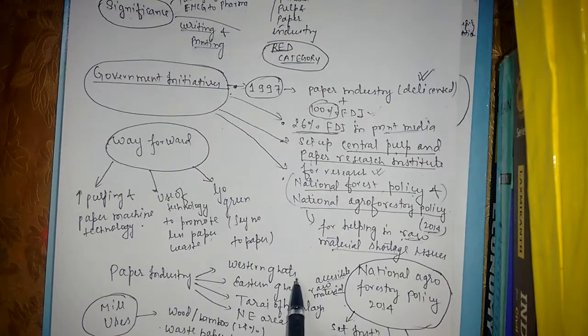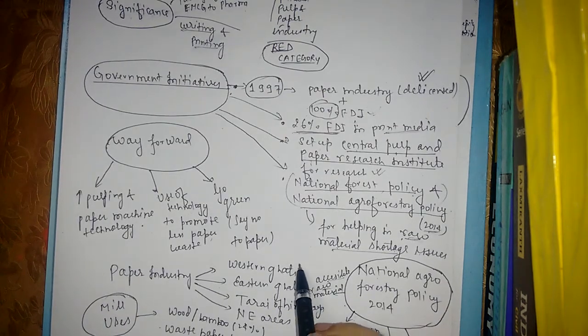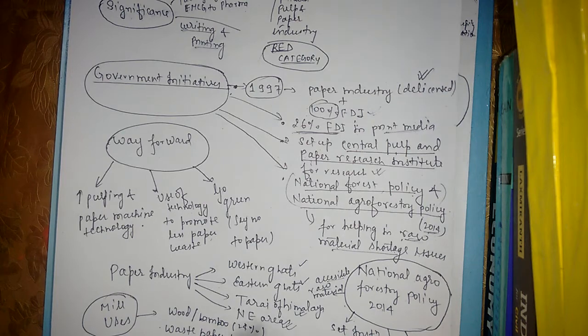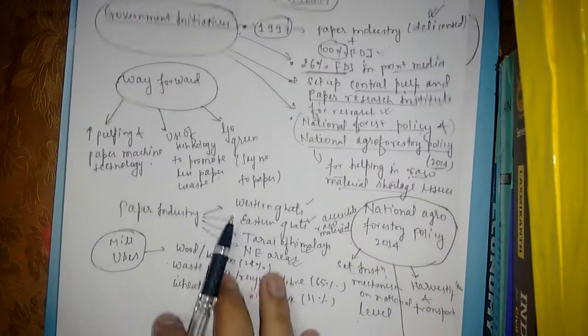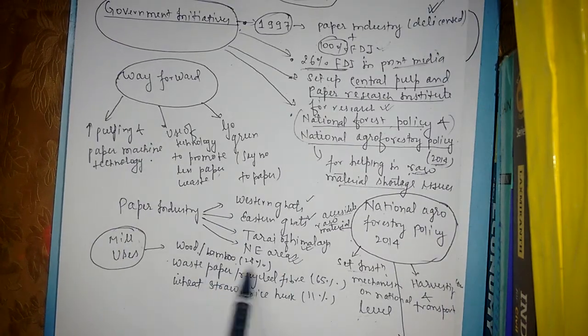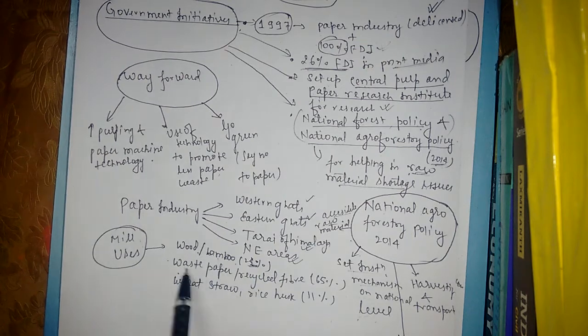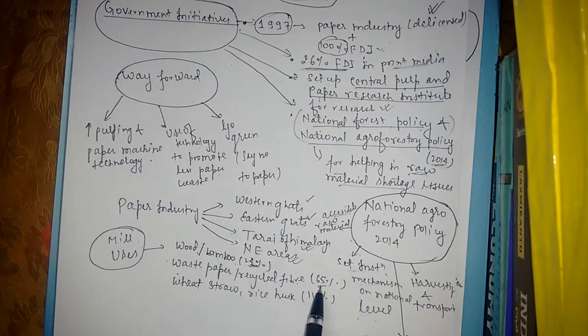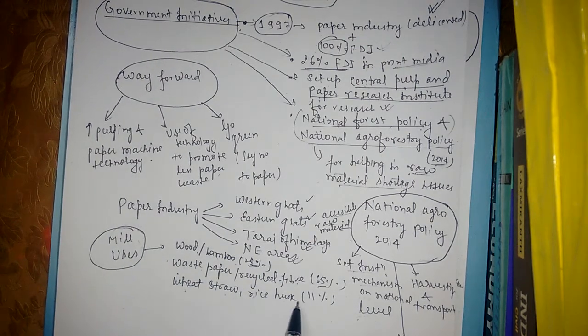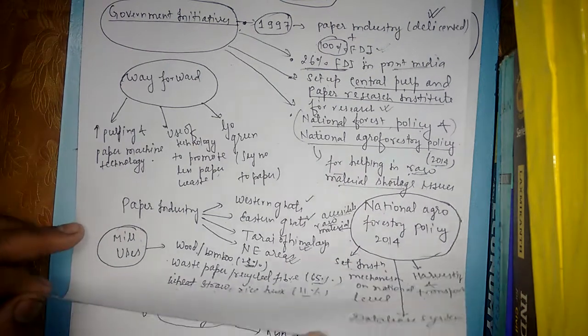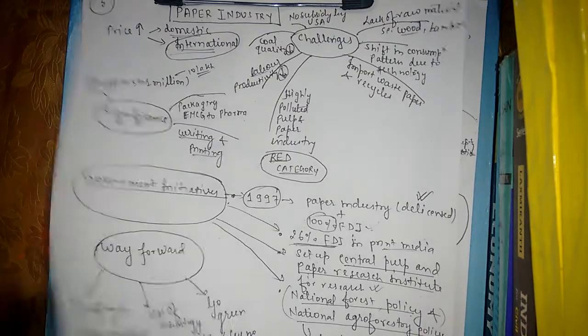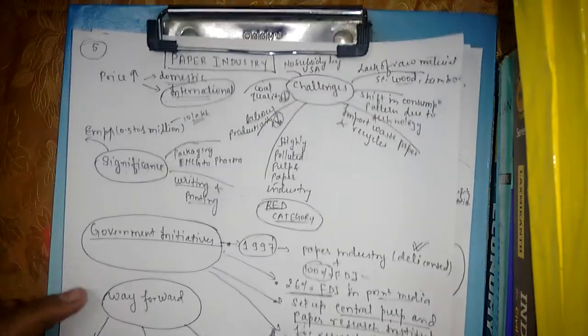Paper industry is located in the Eastern Ghats, Terai of the Himalaya, and northeastern areas. These mills use wood and bamboo 24%, waste paper and recycled fibers 65%, wheat straw and rice husk 11%, right? So this was it for these two issues. I brought it for you, so please revise.